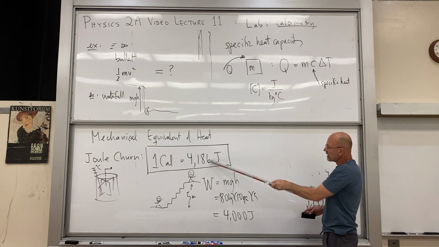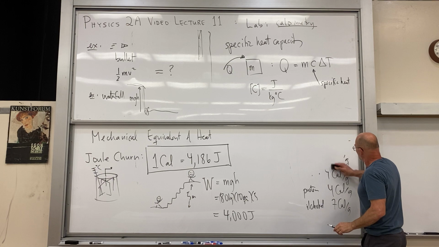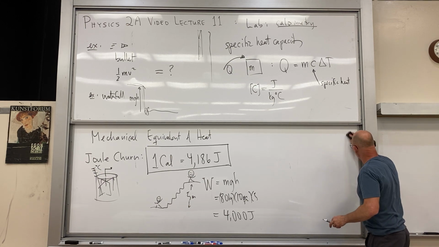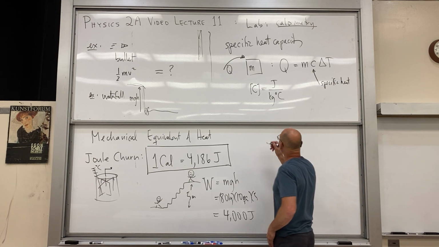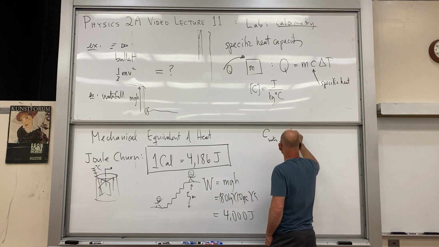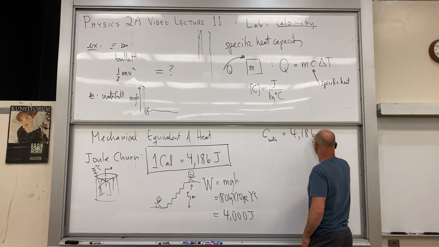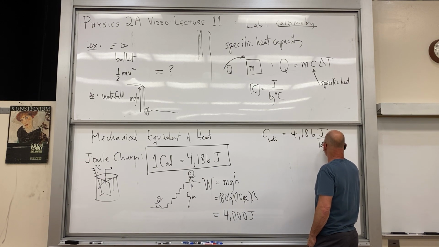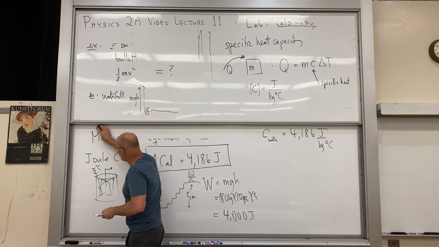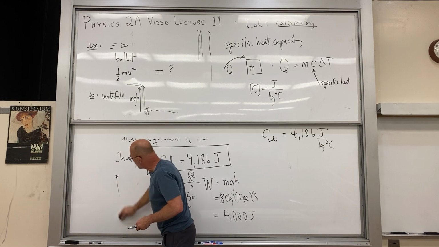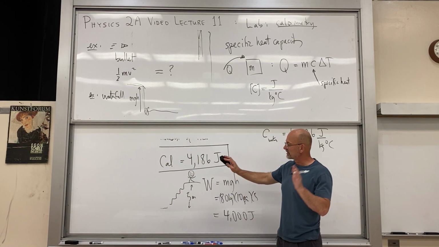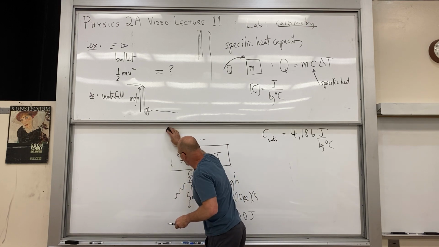Calorie, 4186 joules. So the specific heat capacity of water has already been fixed by definition here. So we have C sub water equals 4,186 joules per kilogram degrees Celsius. Kind of surprising, but metals have a much lower specific heat capacity. Water, in fact, is the champion of them all. It has the highest.